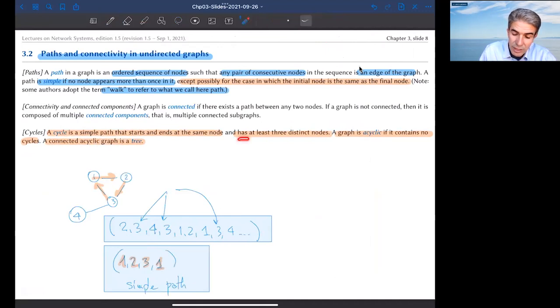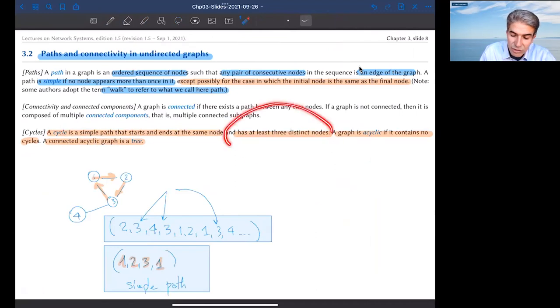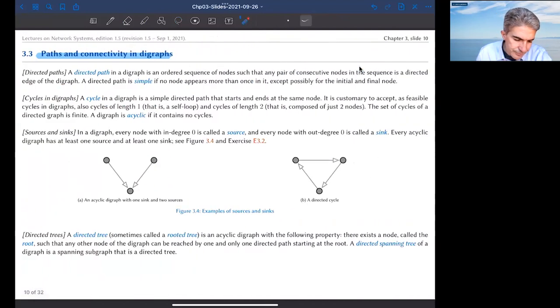So first of all, I said I need a cycle of length 3. More accurately, I need 3 distinct nodes. So I cannot go from A to B, back to A, back to B, back to A. That would have length 4, but I'm still only using 2 nodes. So the correct definition, you need to have 3 distinct nodes. Here a graph is acyclic if it has no cycle. All right, that's almost just English. Finally, if I have no cycle, a tree also has the property of being connected. I forgot about that for a second. All right, perfect. Good that I went back and I checked.